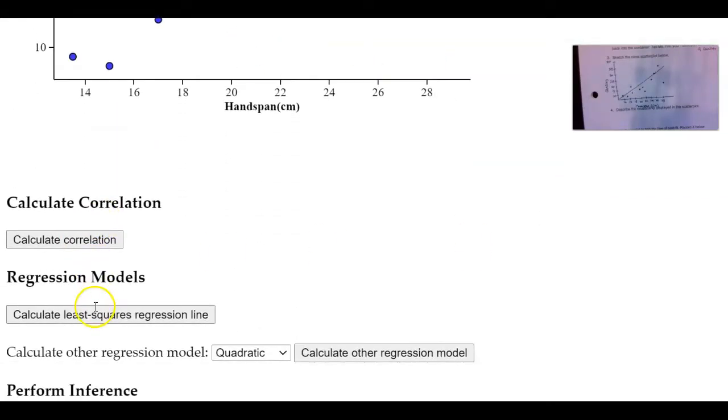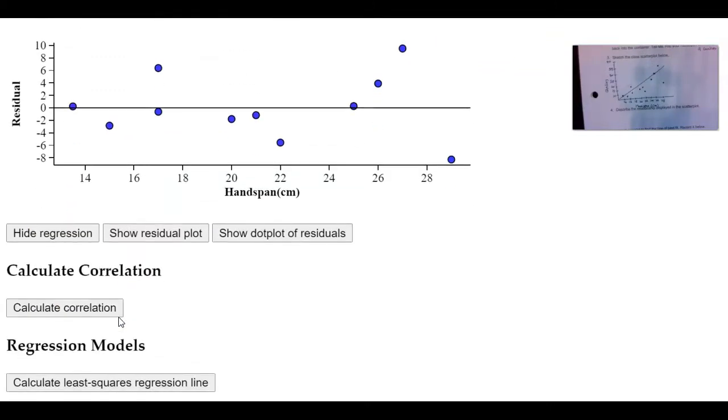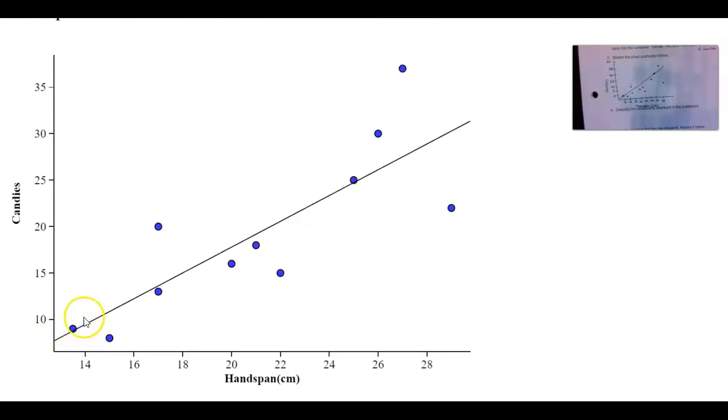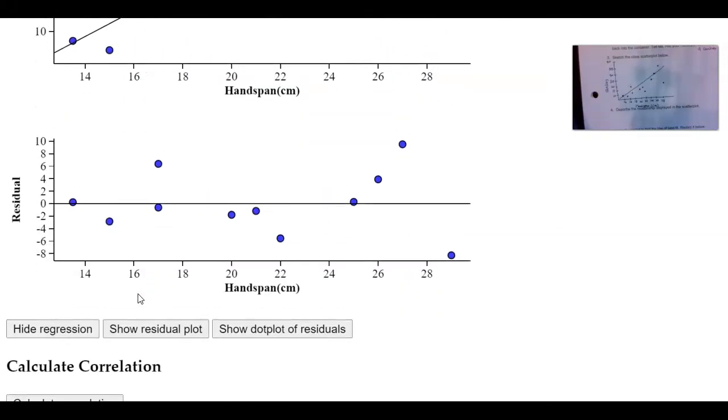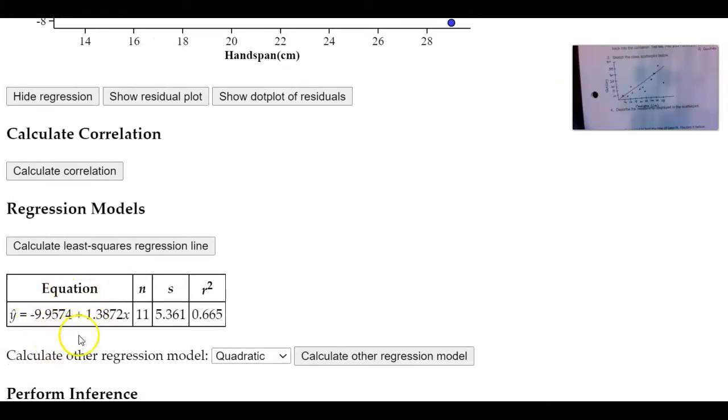If you go to the bottom over here, there's a calculate least squares regression line. If I click that, it draws a line, right? That's a linear graph that fits my data the best. It's also called a line of best fit. Your website also tells you what that equation is, which is right here, and we're going to write that equation down on number 5.